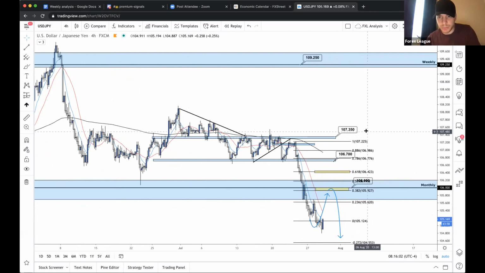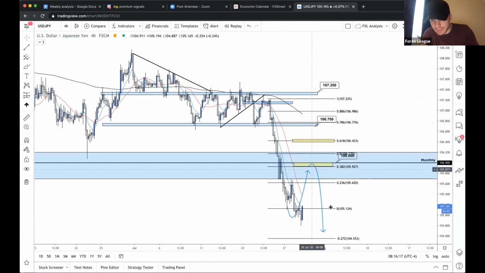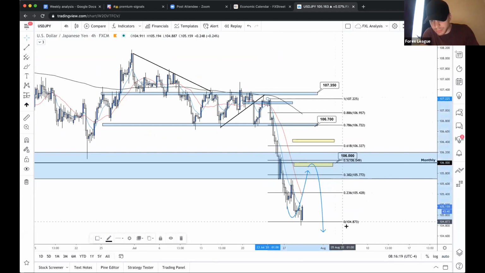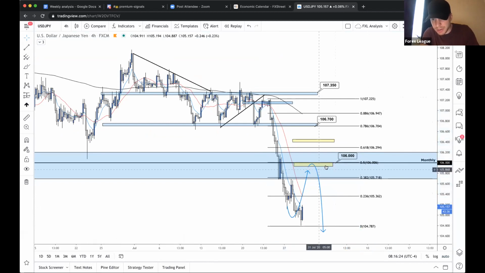Break of minor support 107.35. Got some ranging here, and then another lower high, and that was the conviction that pushed us to the downside out of this range, right? So this kind of fell off straight through our monthly, and then obviously below. So right now we are in a pretty extended bearish leg here.